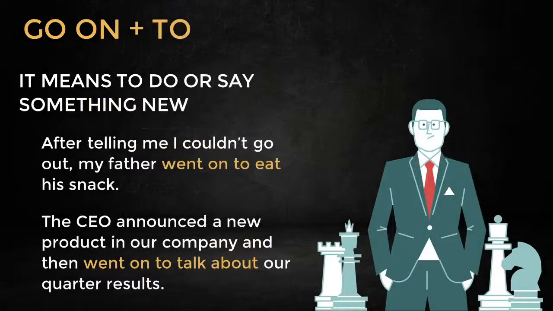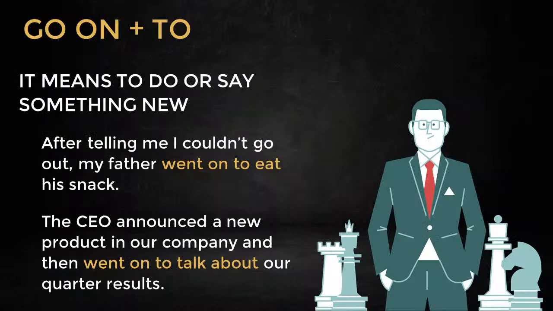On the other hand, when I use go on plus to, it means to do or say something new. Not the same, but something different, something new. So here even the meaning changes, okay? I'm going to do something new, something different. So look at the example. After telling me I couldn't go out, my father went on to eat his snack.